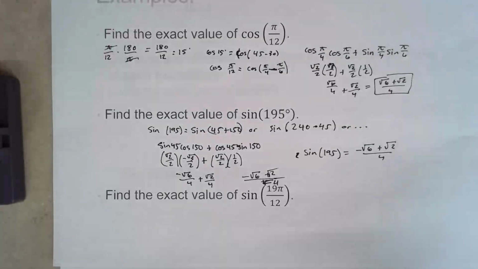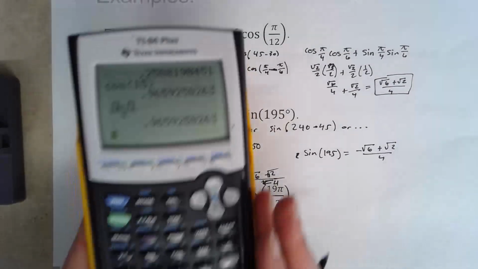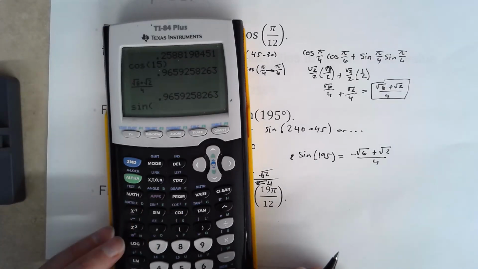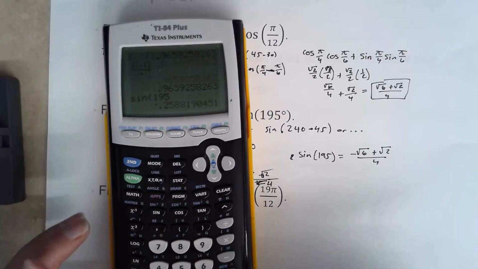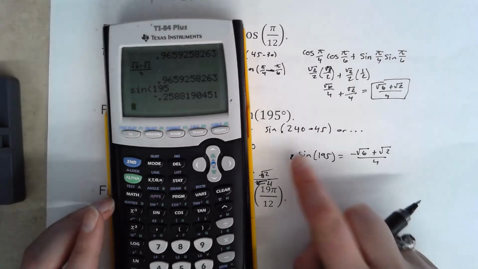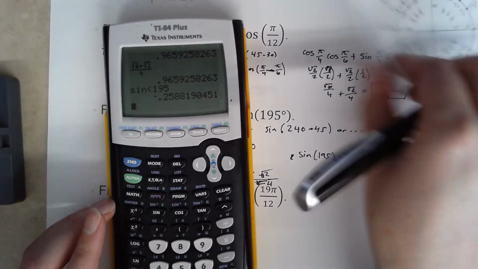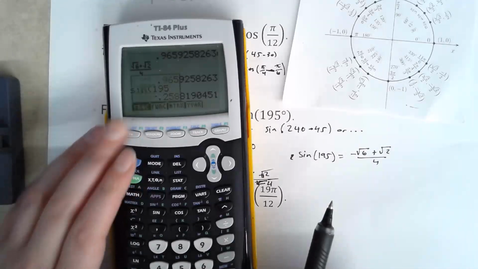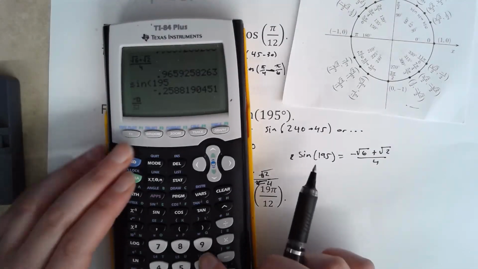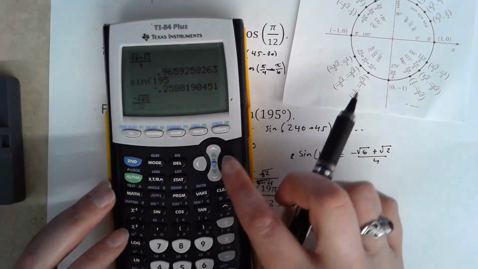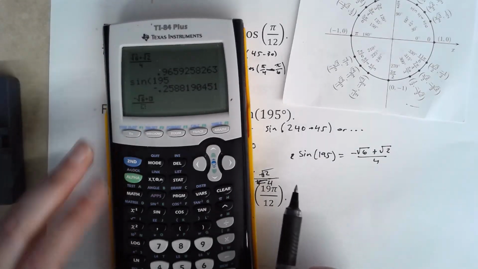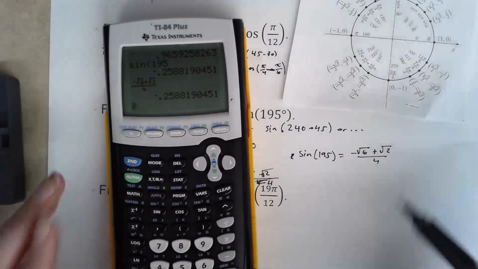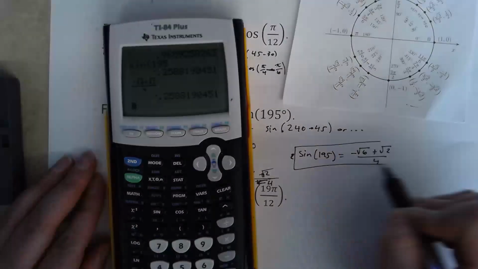Okay, and just for my own curiosity, sine of 195, okay, it's negative. That's good because that was in quadrant 3. So then let's check my answer, make sure it's the same. Negative square root 6 plus square root 2 divided by 4. They're the same. I should be good on that.